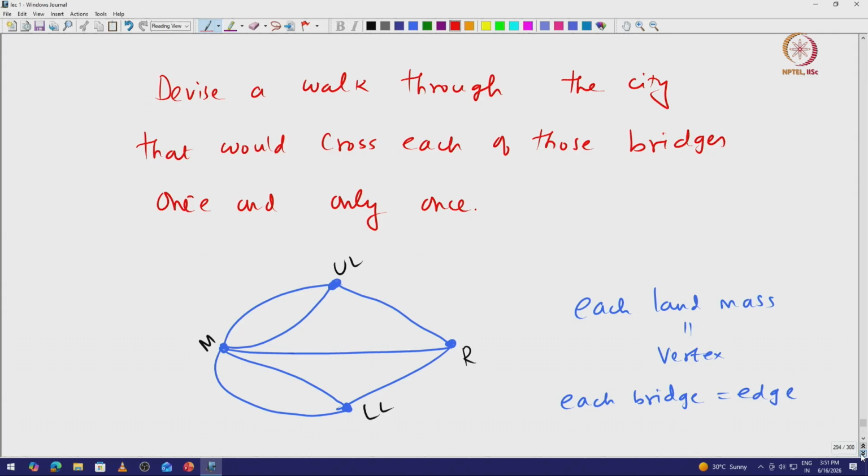Of course, in those days the military, the infantry, all went by walk, or used horses. So, crossing these bridges was a very important thing. Somewhat related to that, the king of those days wondered whether one can devise a walk through the city that would cross each of those bridges once and only once.